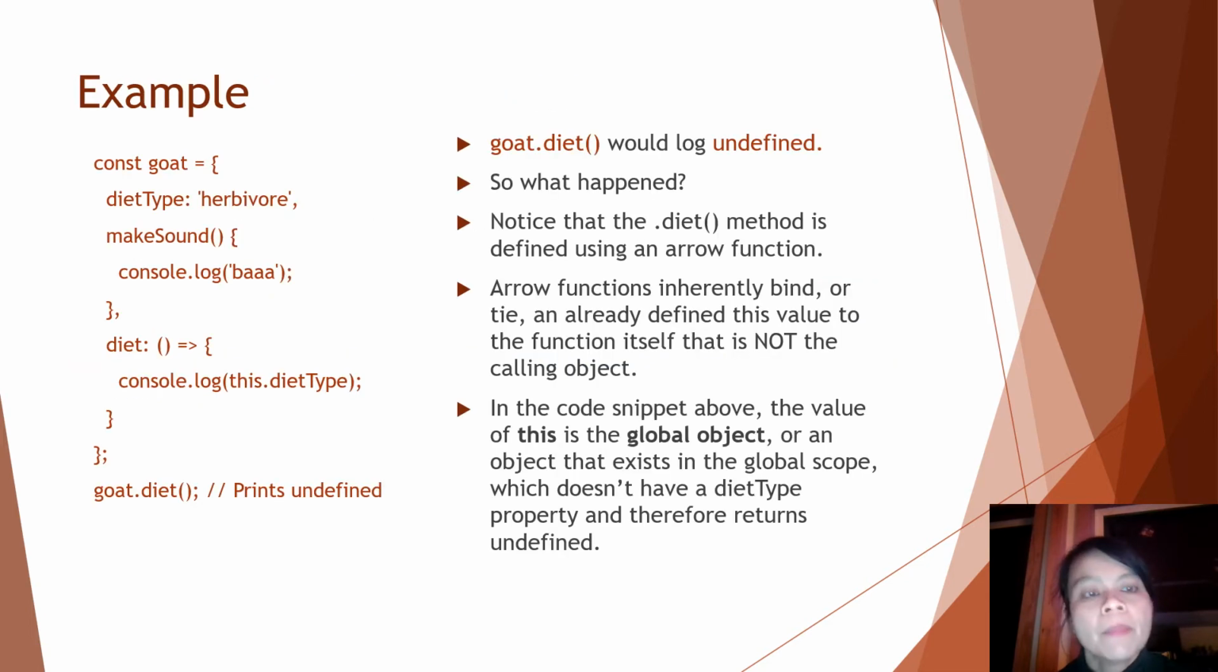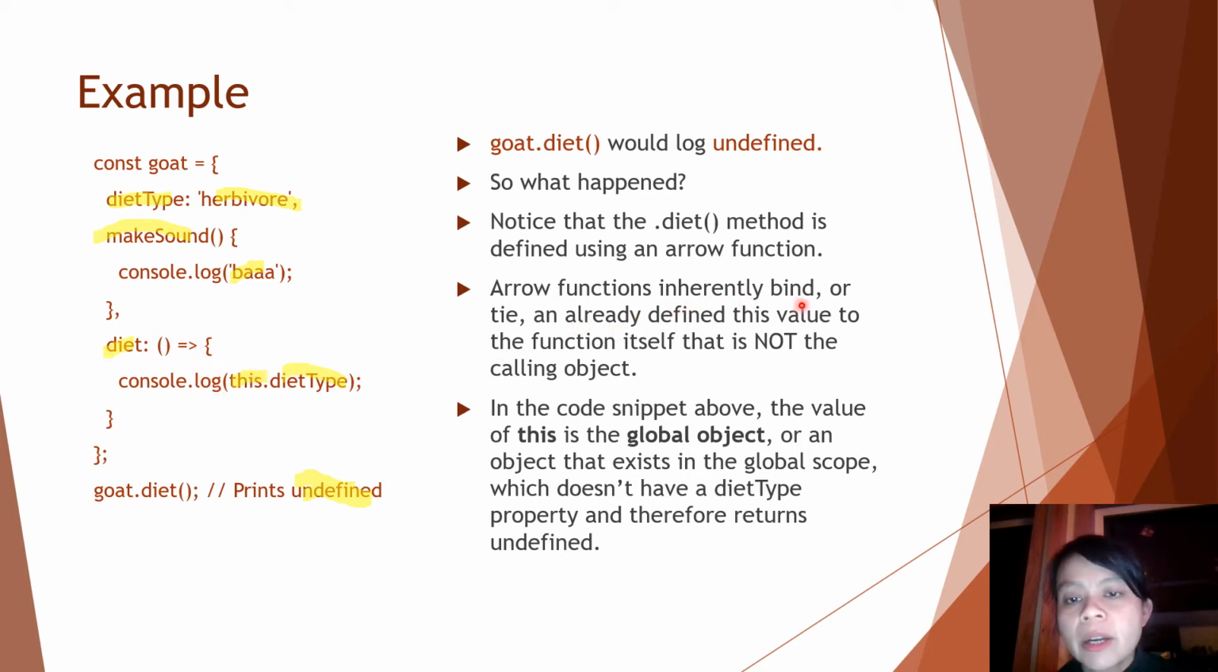Let's take a look. For example, we have, again, diet type, herbivore, and make sound, which logs bah. Then we have the diet method. We use this so that we can access the property diet type, but now it's printing undefined. Why? What happened? Note that the diet method is defined using an arrow function. That's the only thing that has changed.